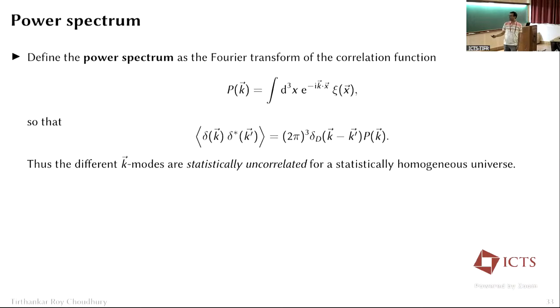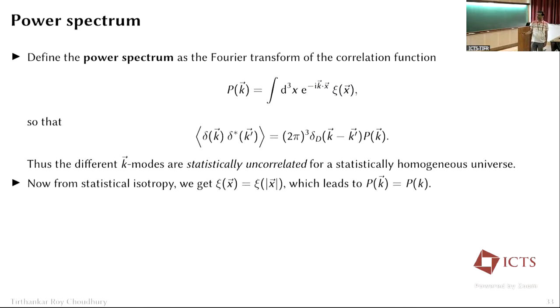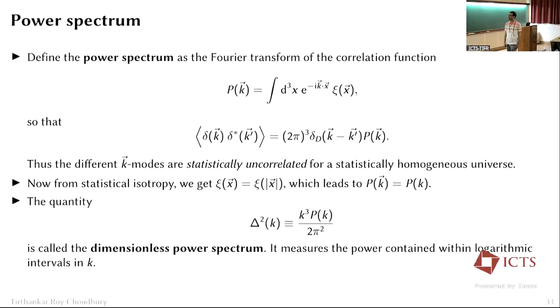As I said, this delta function, or the fact that k and k prime are uncorrelated in Fourier space, arises because of a homogeneous universe. On top of that, if you assume statistical isotropy, then P(k) becomes a function of the magnitude of k only. So it doesn't depend on the vector. Again, this can be shown mathematically using the equations which are hidden here.